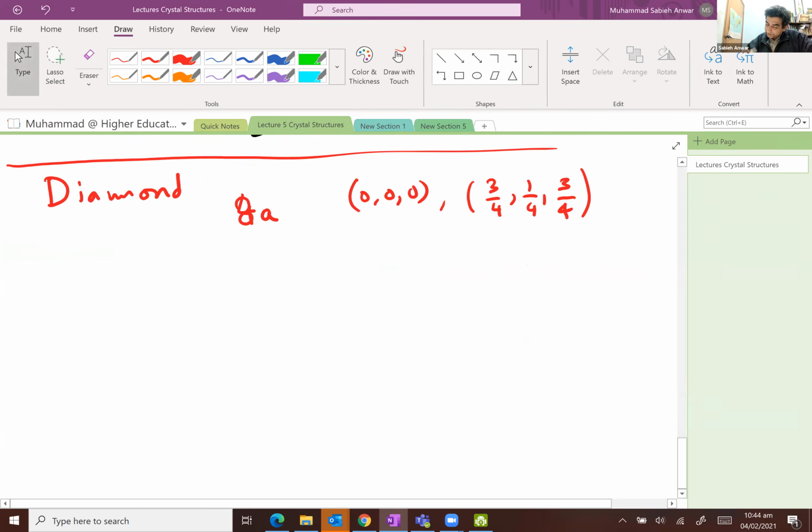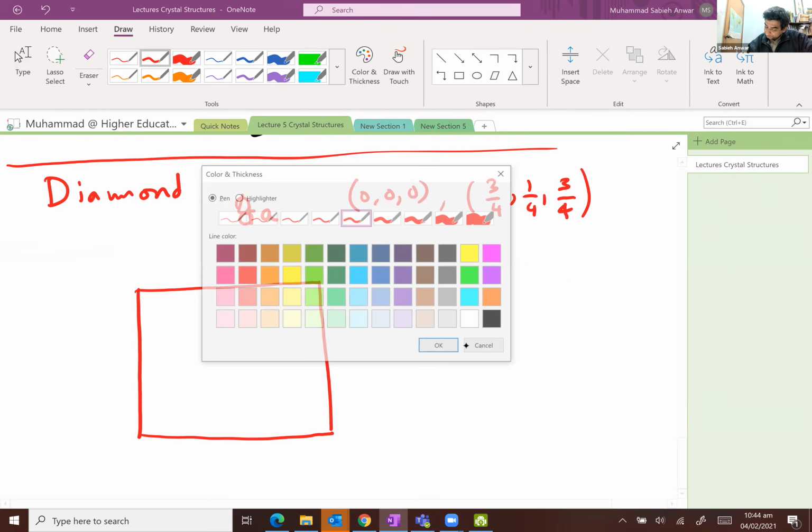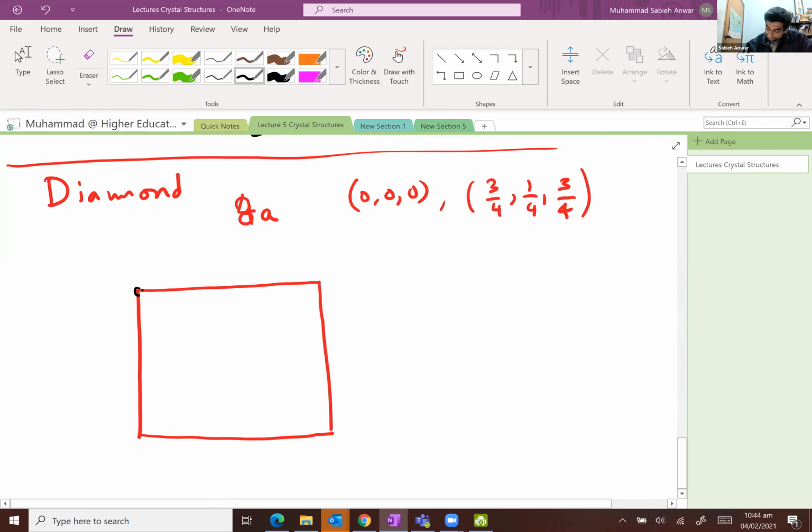So what I would like to do is draw the clinographic projection. That's easier to draw, looking at it from the top. So there's a carbon atom at the origin, and a carbon atom. So this is my X, Y, and Z. Go 3 by 4 along X, 1 by 4 along Y, and the height 3 by 4. So there's a carbon atom here.